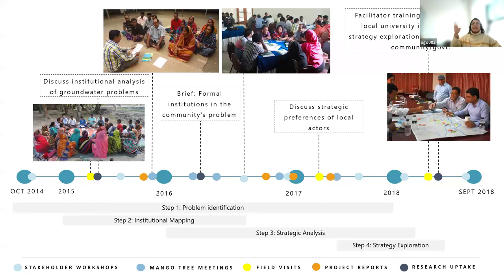And then finally, we had these moments during the entire project where there would be research uptake. So these were the ways that the scientific research also fed into the capacity building efforts on the ground. So either in discussions about the institutional context of the problems that the community were examining, discussing what kind of strategies and actors are involved in those problems, and finally, exploration of solution strategies to address these problems.